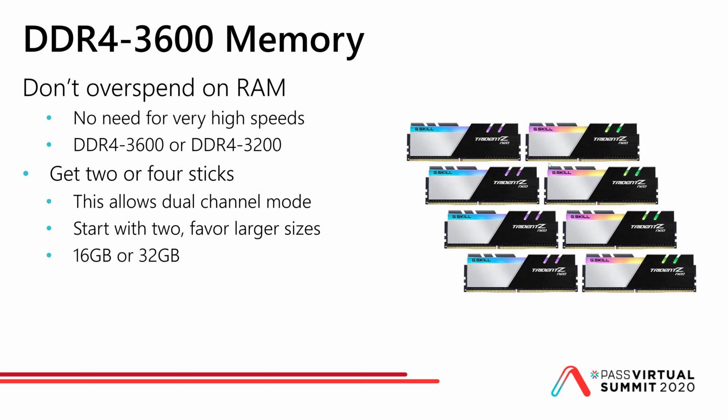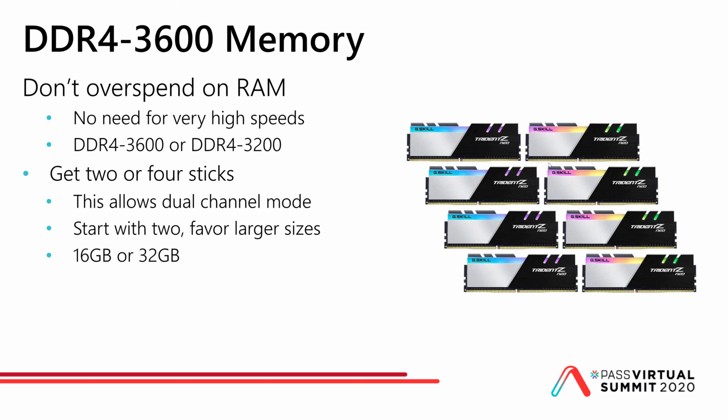And as I said before, don't overspend on your memory. You don't need to go out and get DDR4 4000 or DDR4 5000 memory. You want to stick with DDR4 3600 or DDR4 3200, and you want to get 2 or 4 sticks of RAM instead of just 1 or 3, because that lets you use dual channel mode for your memory, which really increases the bandwidth of the memory.